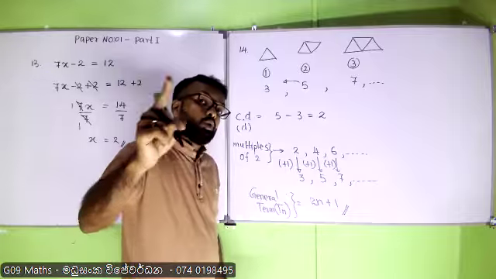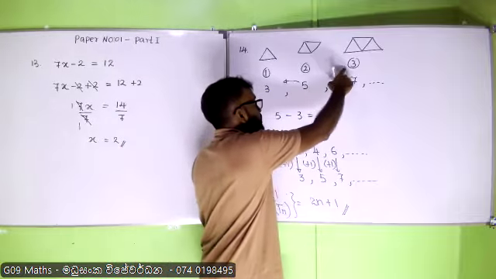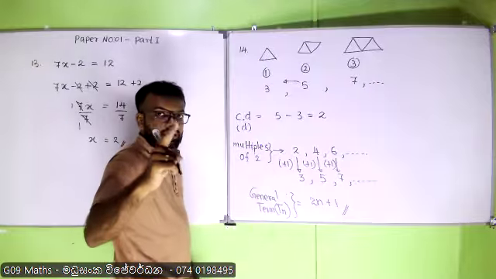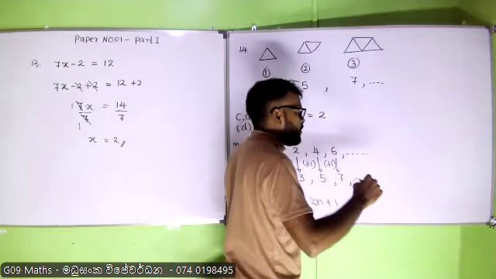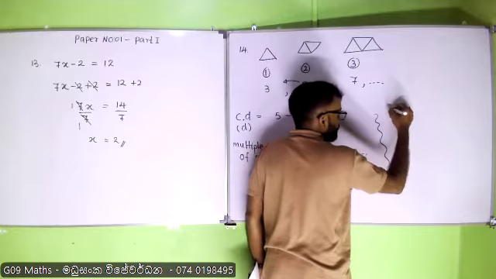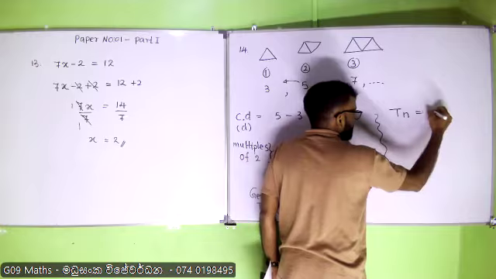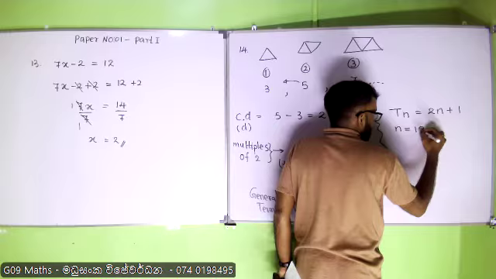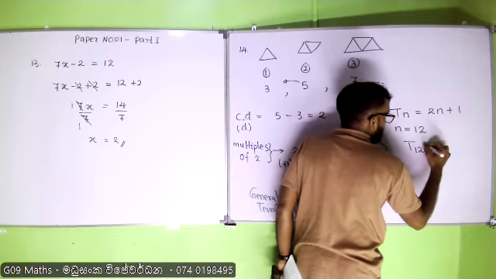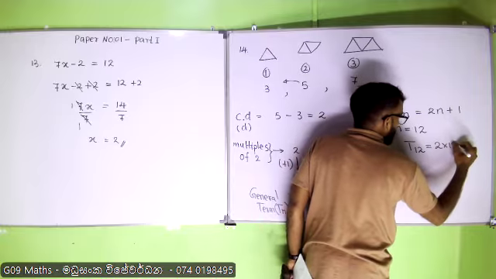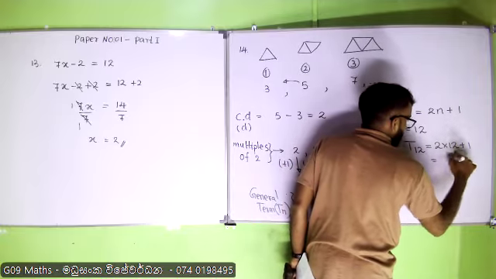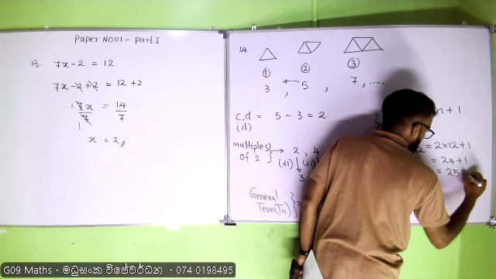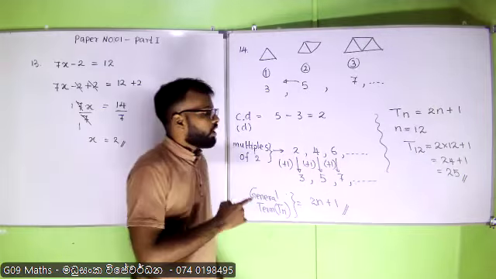If you want to find the term 12, this is term 1, term 2, term 3. You need to find term 12. You are going to substitute n equals 12 because you are going to find the 12th stage. Tn equals 2n plus 1. I am going to substitute n equals 12. That means T12 equals 2 times 12 plus 1. 2 times 12, 24. 24 plus 1, 25. So the answer should be 25.